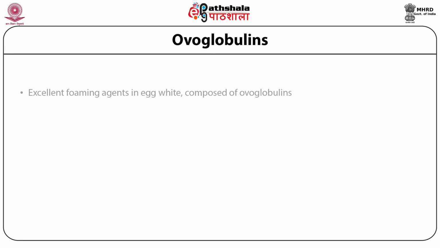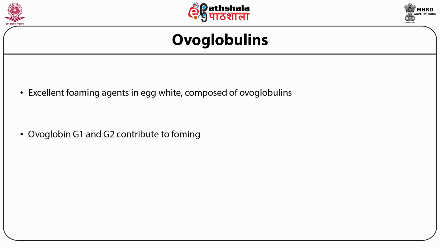Ovoglobulins are excellent foaming agents present in egg white, which are generally composed of ovoglobulins, that is G2 and G3. They also contribute to the foaming of the substances, and have molecular weights of 36 and 45 kDa respectively.